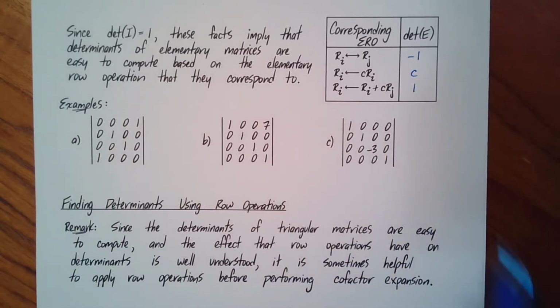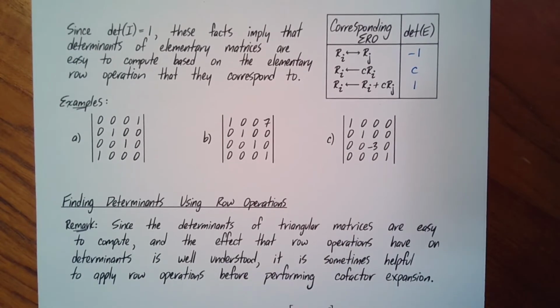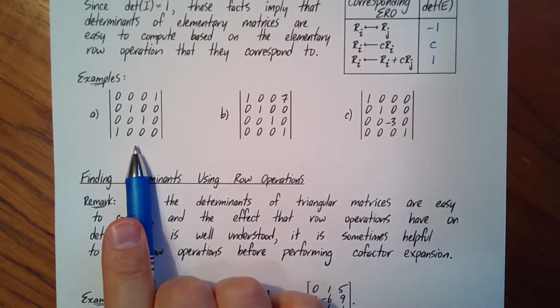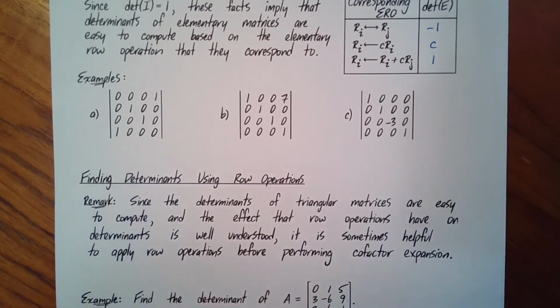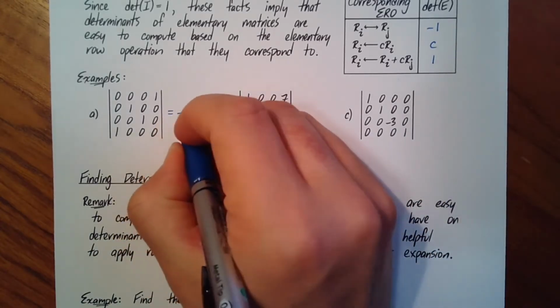So this table really just tells you how to get the determinant of any elementary matrix at all. Let's look at a few examples here. The first one is a 4x4 elementary matrix, and it can be obtained from the 4x4 identity by interchanging rows 1 and 4. So it falls into the first case. It corresponds to interchanging two rows. So its determinant must be -1.